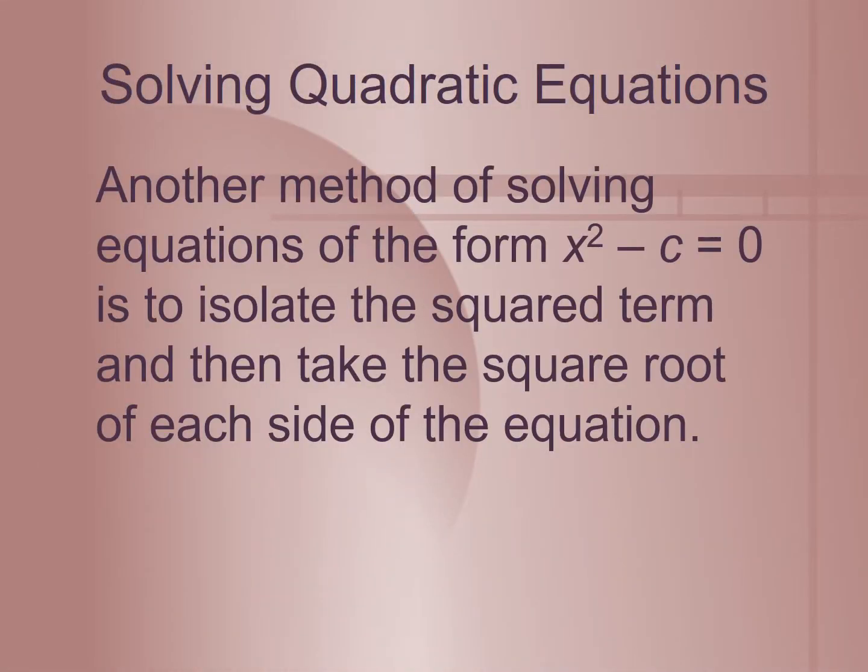So it's going to look something in this form, x squared minus c equals 0. You also might have x squared is equal to c. What you're going to do is isolate the squared term and then take the square root of each side of the equation.